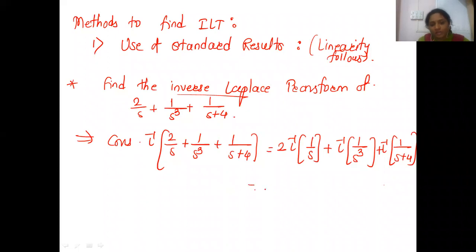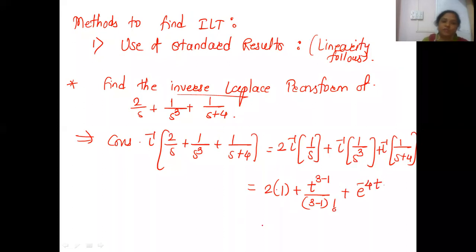Now write the answer. 2 into, what is that? 1. Plus, Laplace inverse of 1 upon s raised to n is t raised to n minus 1 upon n minus 1 factorial, so t raised to 3 minus 1 upon 3 minus 1 factorial. Plus Laplace inverse of 1 upon s plus a is e raised to minus at, so e raised to minus 4t. So it is 2 plus t square upon 2 factorial plus e raised to minus 4t, the answer.